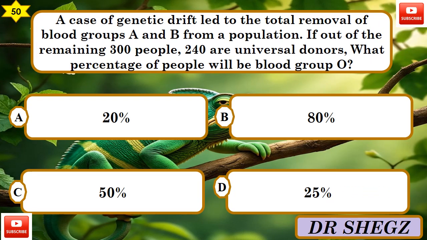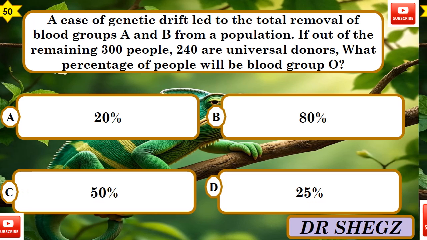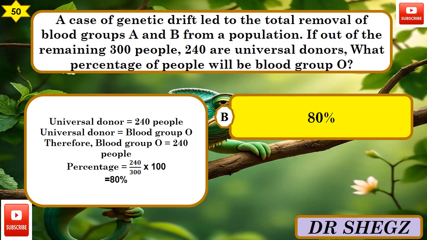Now, a case of genetic drift led to the total removal of blood groups A and B from a population. If out of the remaining 300 people, 240 are universal donors, what is the percentage of people with blood group O? It's a very simple calculation. The A and B have been removed, so you are left with blood group O and blood group AB. Blood group O is known as the universal donor, AB is the universal recipient, but our focus here is on blood group O, and there are 240 persons.